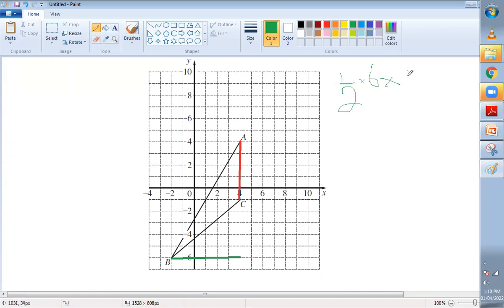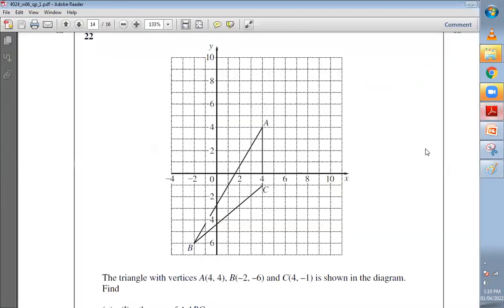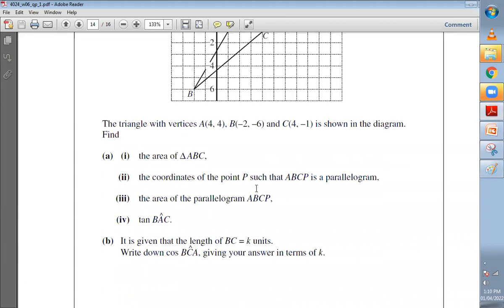And the base is how much? 5. So what will you get? 3 fives are 15. So the area of this triangle will be 15. Let me show you. The area of the triangle ABC will be equal to 1 by 2 into 5 into 6, and that will be 5 into 3, and that will be 15. So the area of the triangle will be 15. That is the first question they ask you: the area of the triangle ABC, and that is 15.